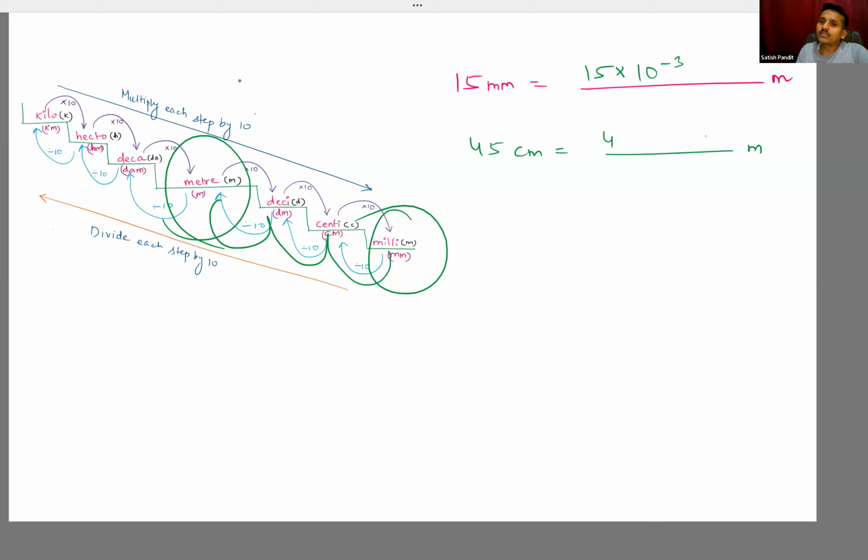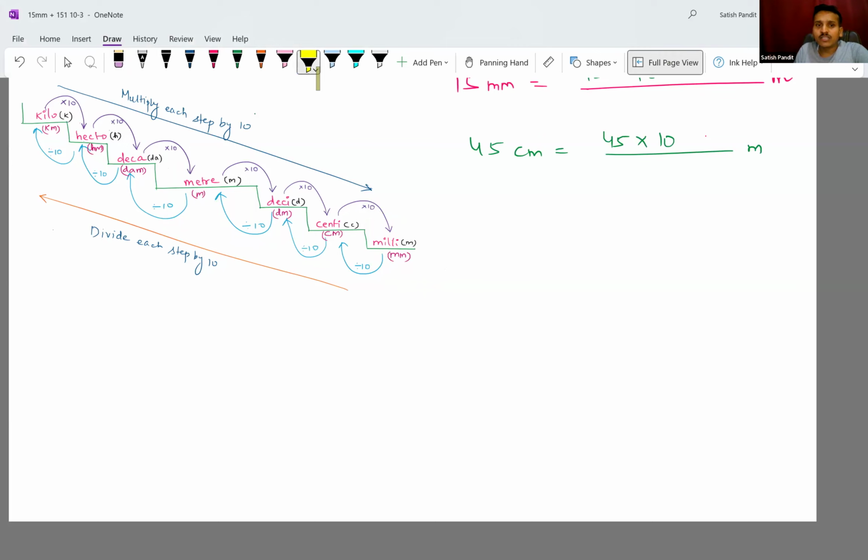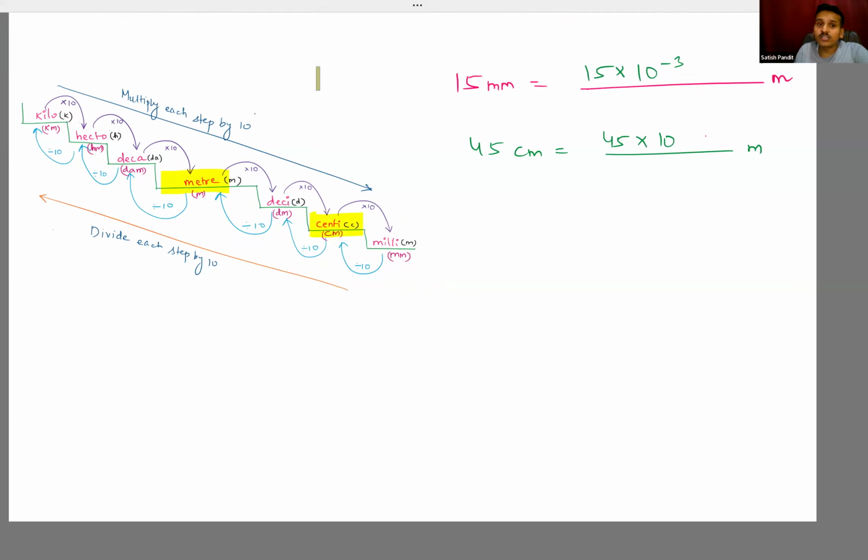Next, similarly, if I have 45 centimeter and I want to convert to meter. So 45 is a constant into 10 to the power, 2 steps you are going up, no? From centimeter to meter, there's only 2 steps. So 10 to the power minus 2.